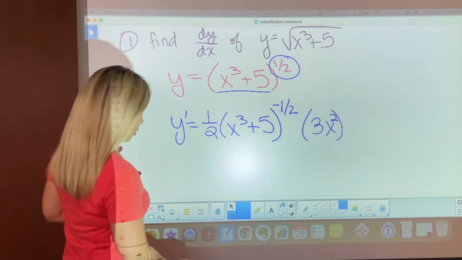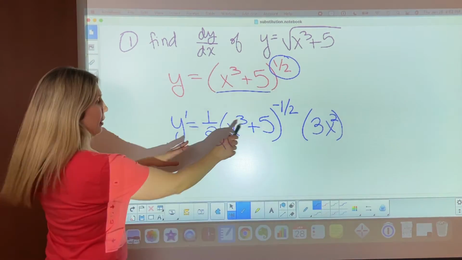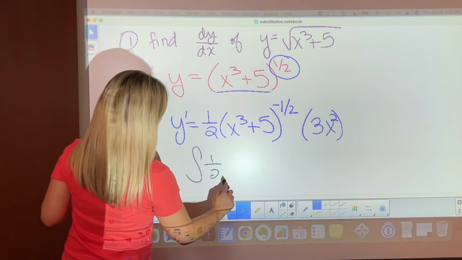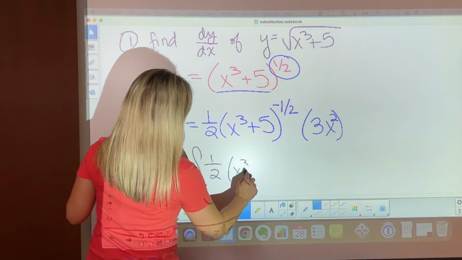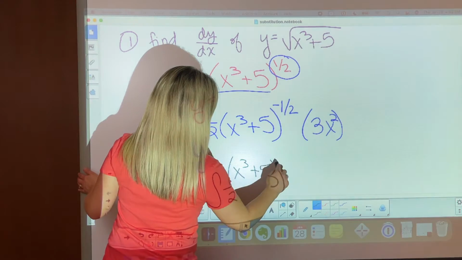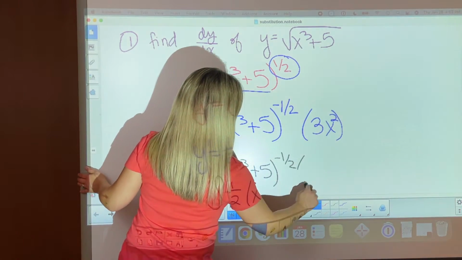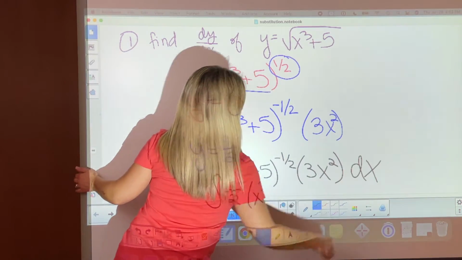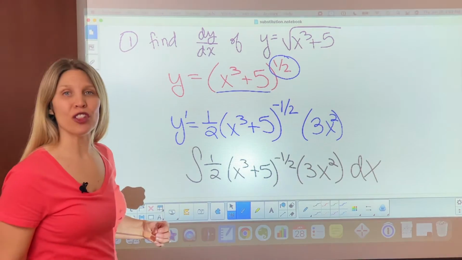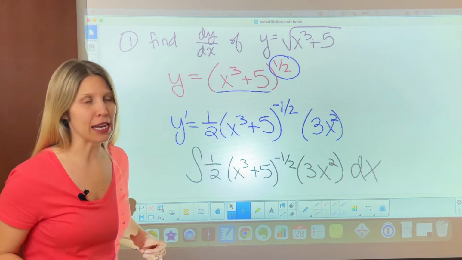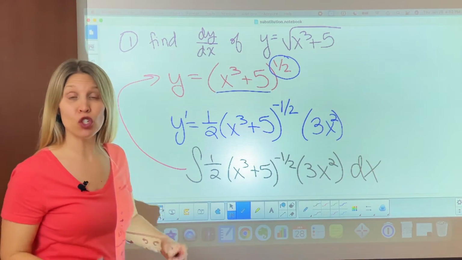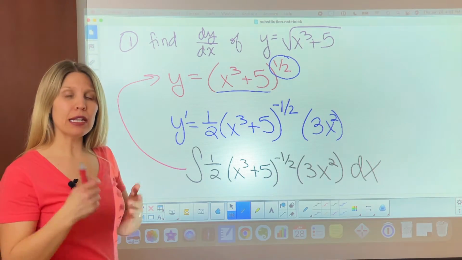So watch what I'm going to do. Let's say we wanted to integrate this. The integral of 1/2 (x cubed plus 5) to the -1/2 times 3x squared dx. Remember, you've got to have that dx. Here's the thing. We already know the answer. This equation right here is your answer. So now we need to start paying attention.